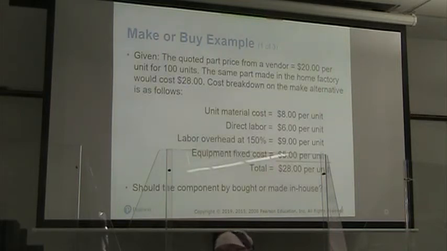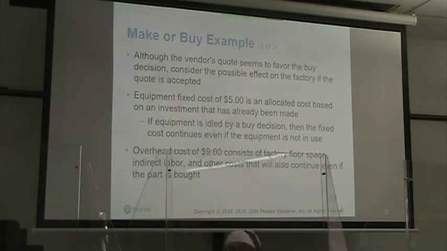So, right now we have a vendor who will make that part at $20 a unit if we order 100 units. We can make that part at $28 a unit. So should we buy that or make it in-house? All right. Now the vendor's quote seems to say, hey, go ahead and buy it, because we already are talking that it costs $8 more to make it in the factory.